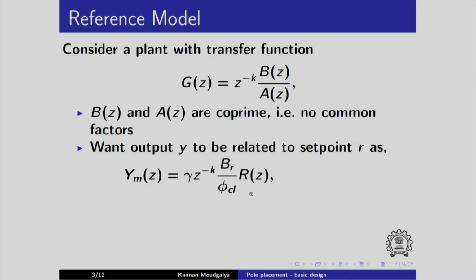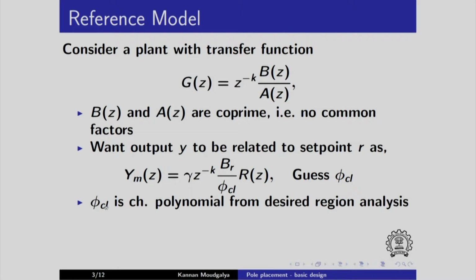And what is this phi CL? Can you guess this? Recall that we could choose this as the characteristic polynomial from the desired region analysis we discussed in the first part. And what is gamma?